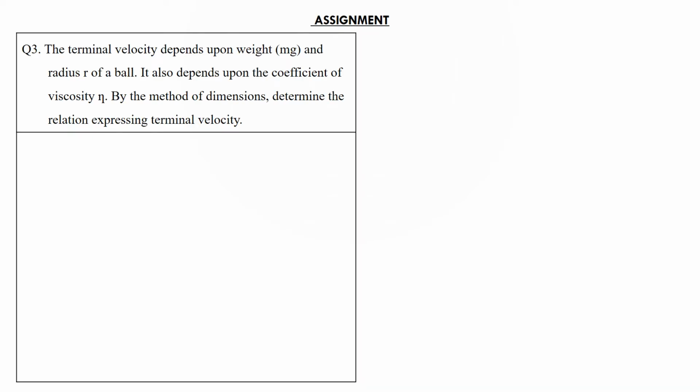Let's move to question number 3. The terminal velocity v, okay, depends on weight mg, okay, radius r. It depends on coefficient of viscosity eta. We need to find the relation expressing terminal velocity. So what we know, v is proportional to mg to the power of a, r to the power of b and eta to the power of c. We remove the sign of proportionality, put a constant k.